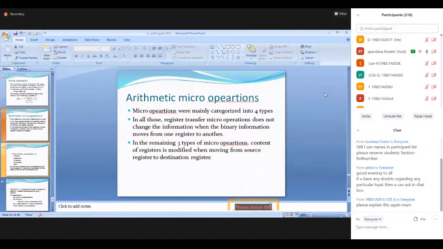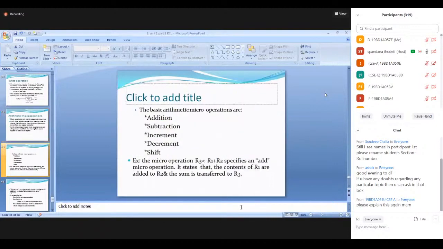Let me know any other topics you want me to explain. Some of you asked me to explain the registers concept, so I explained now. Any other topics? Did you understand all the concepts in what we call the first unit?